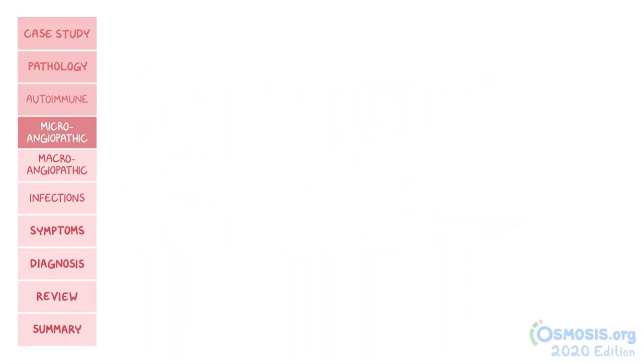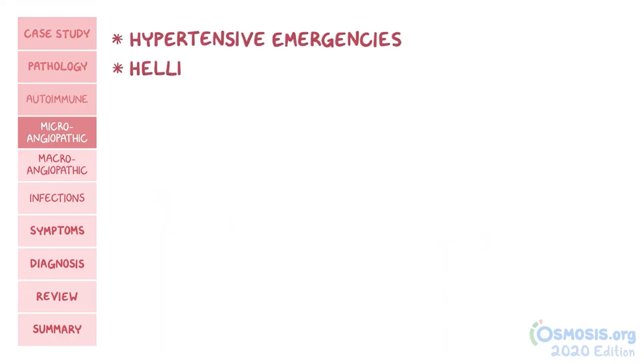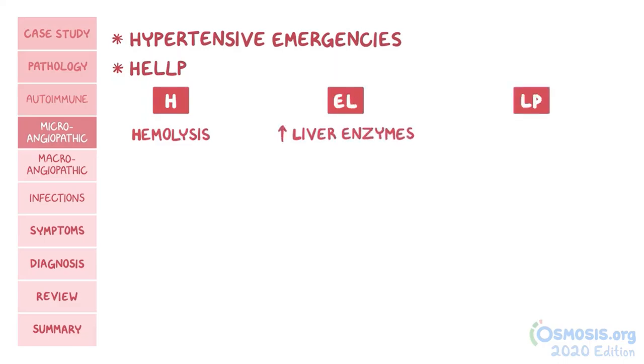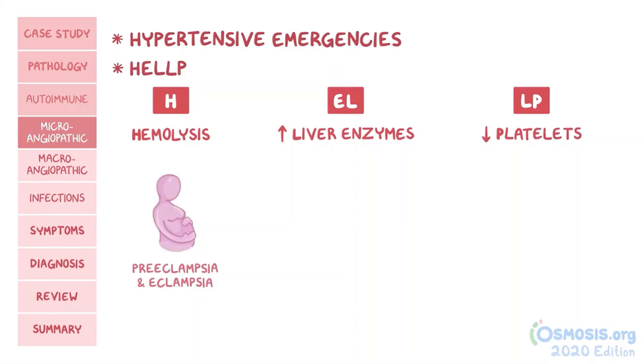Alright, now microangiopathic anemia can also happen in hypertensive emergencies, and in HELLP syndrome, which is an acronym for a triad of findings, H for hemolysis, EL for elevated liver enzymes, and LP for low platelets. HELLP happens as a complication of preeclampsia and eclampsia, which are hypertensive disorders in pregnancy.